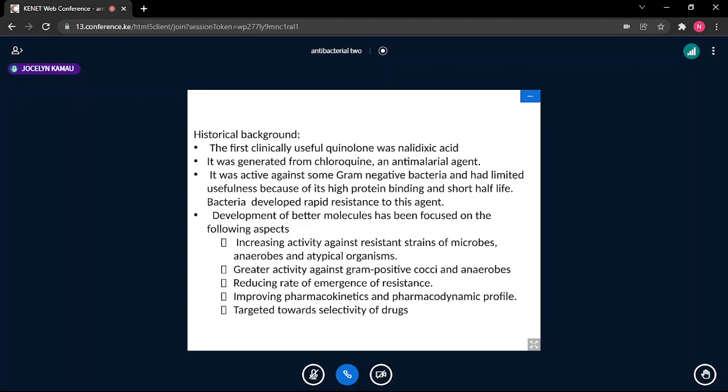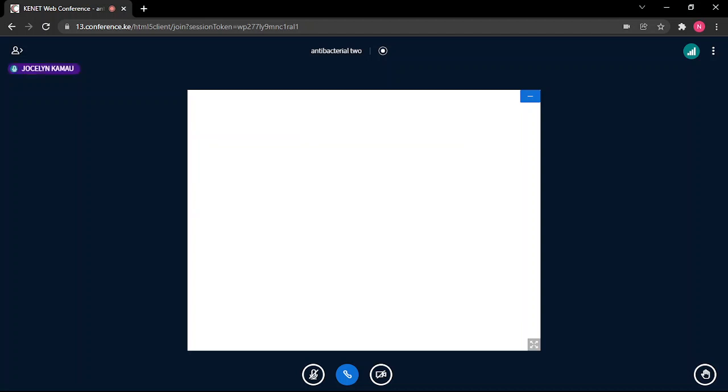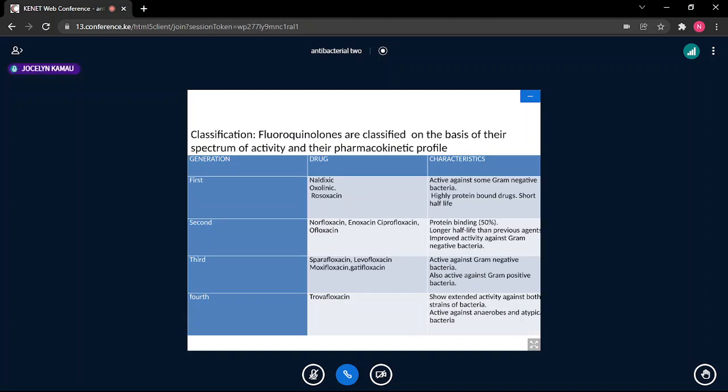So when we look at the quinolones, I want to look at the quinolones. When I don't have the slides, it has happened. Goodness.